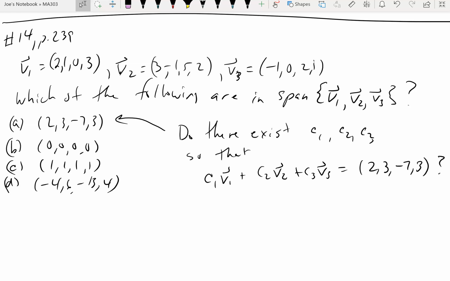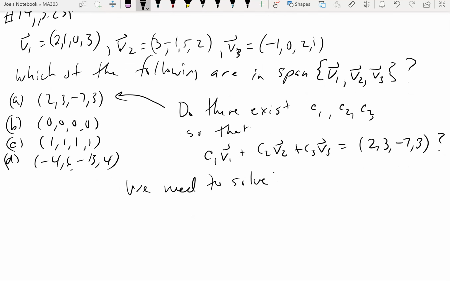So we need to solve the following set of equations. When I take C1 times V1, I get a 2C1 in that first component. When I take C2 times V2, I get a 3C2 in that first component. When I take C3 times V3, we get a minus C3 in that first component. What is that going to have to equal? 2, because the first components have to be the same, right?